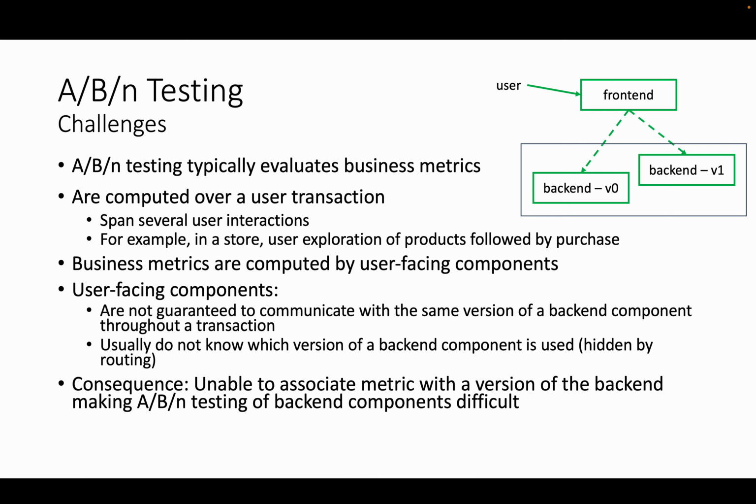Front-end components typically are not guaranteed to interact with the same version of a back-end system throughout the entire user session. Even when such a guarantee is provided, the front-end component does not typically know which version of the back-end component is used. This is hidden by the routing configuration. As a consequence, the front-end system is unable to associate the business metrics that it computes with a particular version of the back-end, making it impossible to do effective ABN testing of the back-end component.